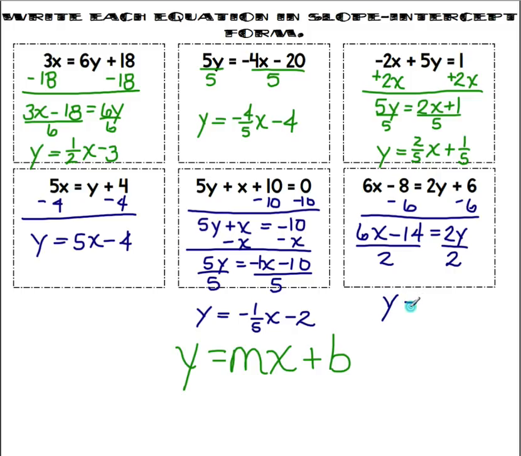So y equals 6x divided by 2 is 3x, and negative 14 divided by 2 is negative 7. So y equals 3x minus 7. If you have anything to change on those last three, then make sure you pause the video now and make those changes.